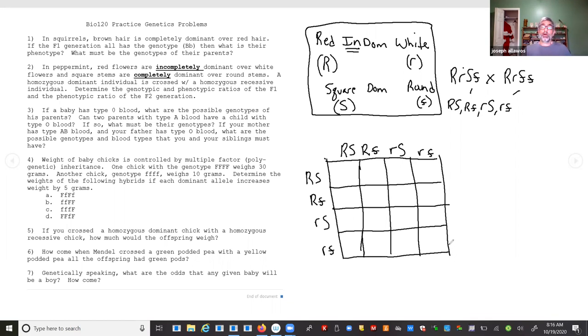There's our box. Now, I get a lot of times students will get the gametes and then they'll give up. Don't give up at that point. Just draw the box. It's not that hard. Now we're going to fill in each box, right? We bring the R's and put them together and we bring the S's and put them together. So these come over and these come down. Something like this.